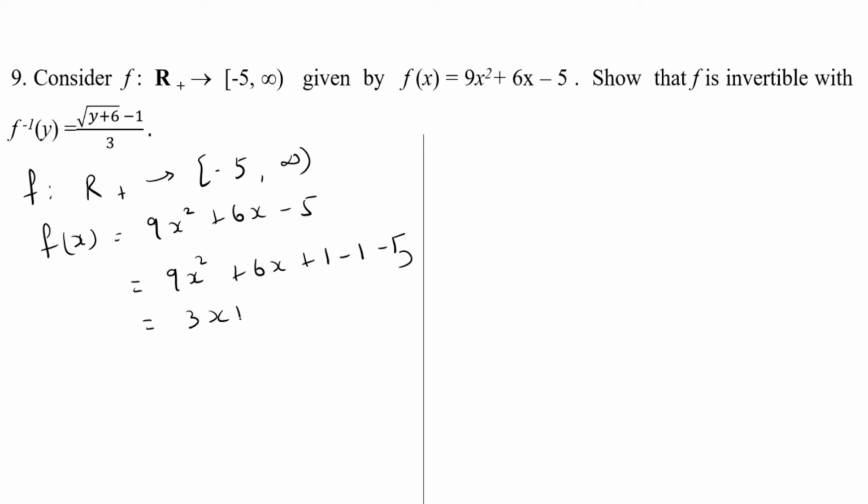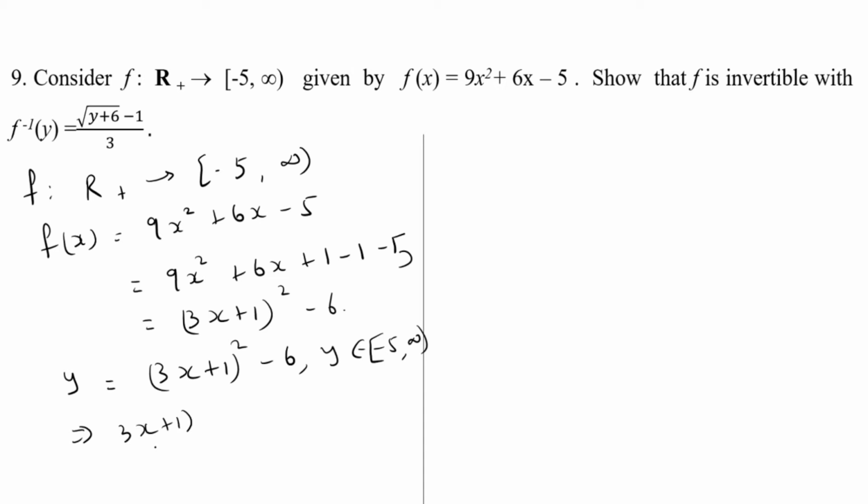So this is equal to (3x+1)² − 6. Now y is equal to (3x+1)² − 6, where y belongs to [−5, ∞). So this implies (3x+1)² is equal to y + 6, or 3x + 1 is equal to ± √(y+6).